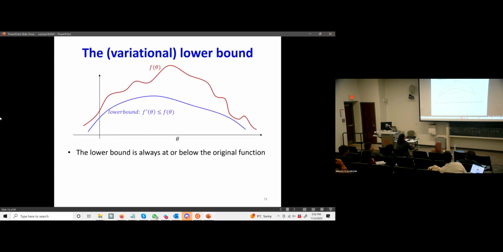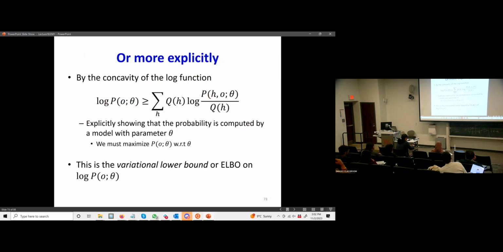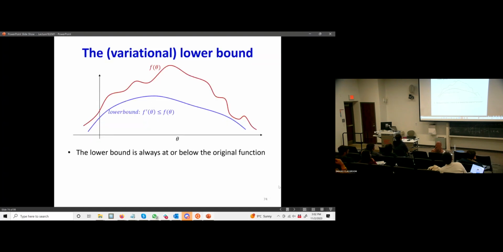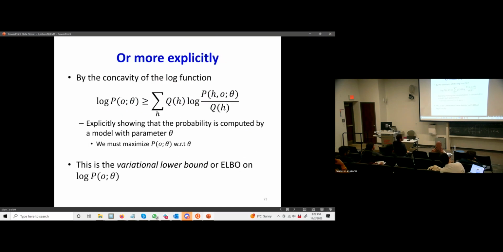This is what it means. Now look at this guy over here. This term to the left is a function of theta, right? Because if I vary my parameter theta, that log likelihood is going to change. The term to the right is also a function of theta. If I vary the parameter theta, that's going to change. So if I plot both of these as functions of theta, the red curve may be my log likelihood of the observation itself, log of P of O semicolon theta. The blue curve is going to be the term to the right, which is the variational lower bound, also as a function of theta.